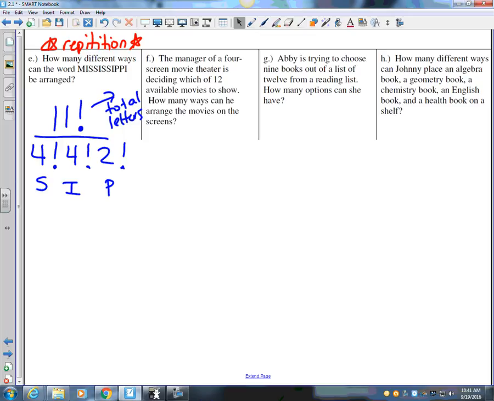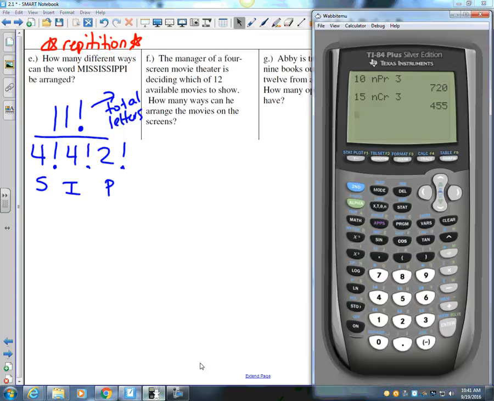All right. In my calculator, you want to type in 11. Everybody do this, please. Type in 11. Hit the math button. Go over to probability, PRB, and then you'll see the exclamation point as number 4. Divided by, what do you think would be a good idea to put around the bottom? Parentheses. So a parenthesis, 4. Hit the math button again.